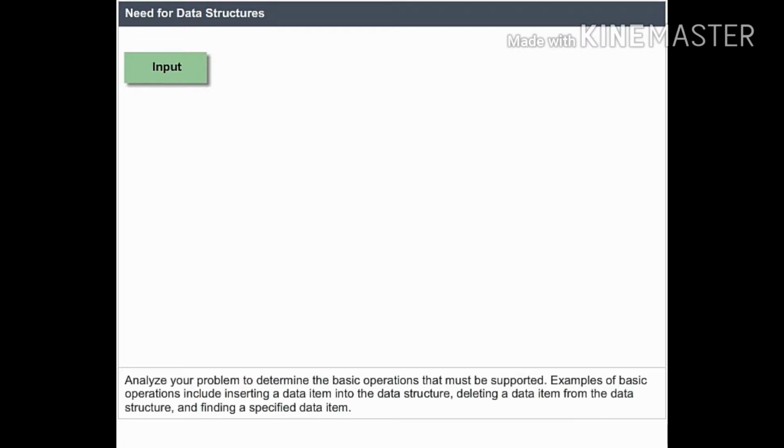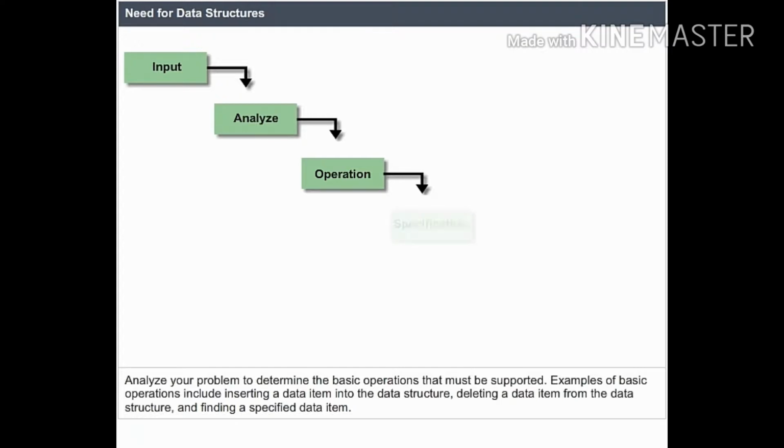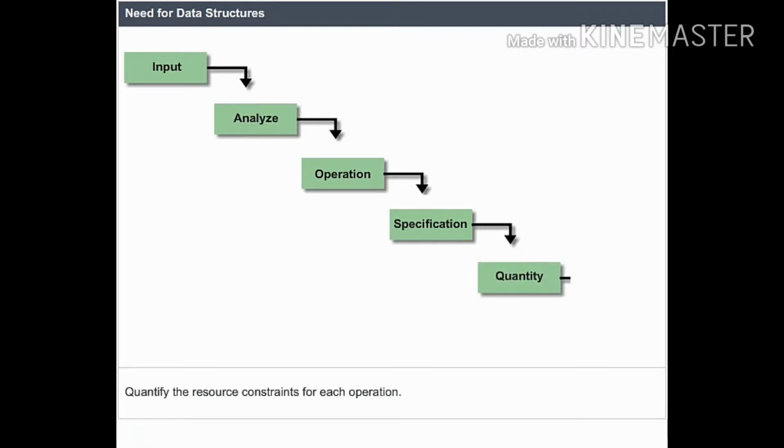When selecting a data structure to solve a problem, you should follow these steps. Analyze your problem to determine the basic operations that must be supported. Examples of basic operations include inserting a data item into the data structure, deleting a data item from the data structure, and finding a specified data item. Quantify the resource constraints for each operation. Select the data structure that best meets these requirements.